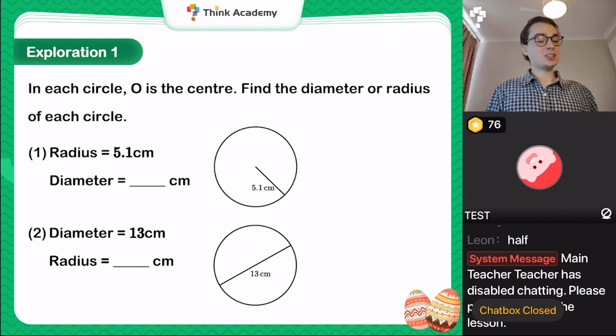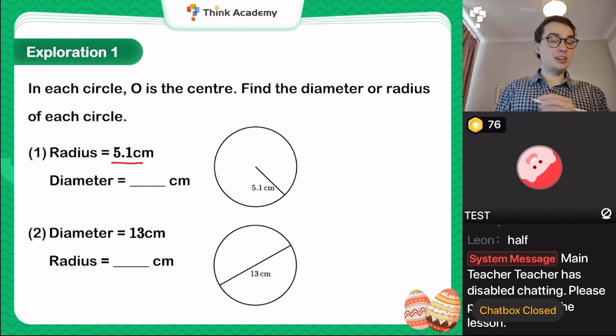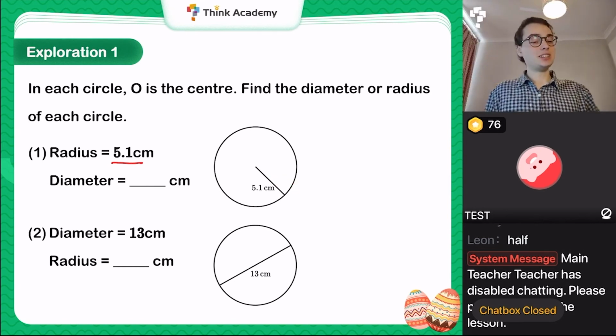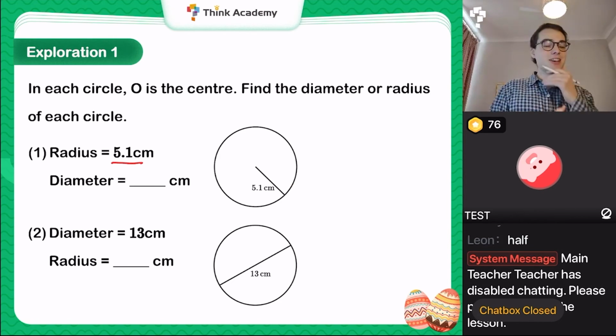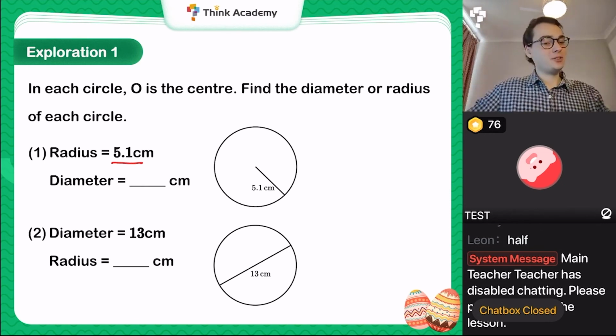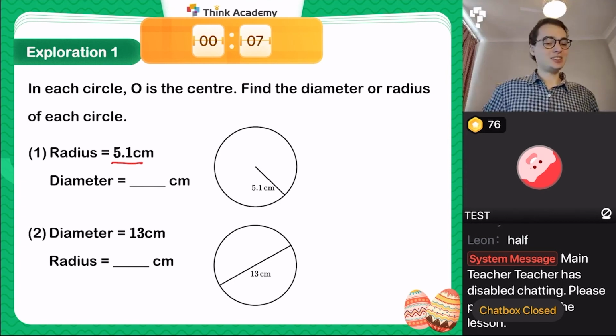So the first question, we're told that the radius of this circle is 5.1 centimeters. As you can see, it is labeled on the diagram there, 5.1 centimeters. And then we want to find the diameter. Okay, so can you work out for me what the diameter would be? I'll give you perhaps another 10 seconds to work that out. And once you've got your answer, if you just put that in the chat and see what everyone gets.